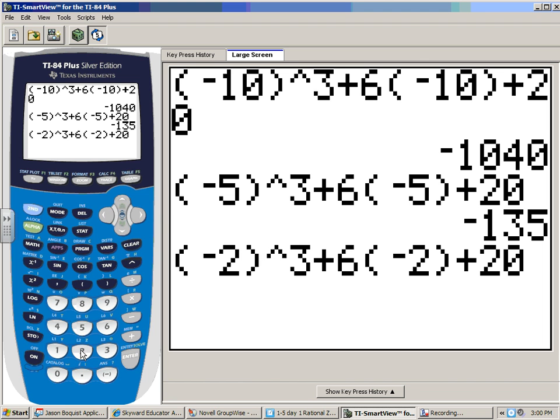And you try negative 2. You just keep trying them. And we find, oh, it's 0. Spectacular. What that means is that negative 2 is actually one of the zeros, right? Because the y value ended up being 0.